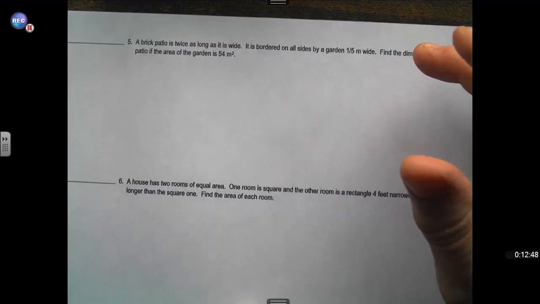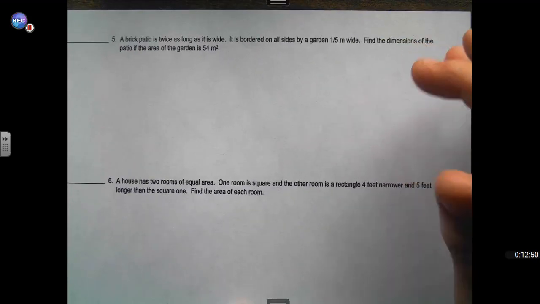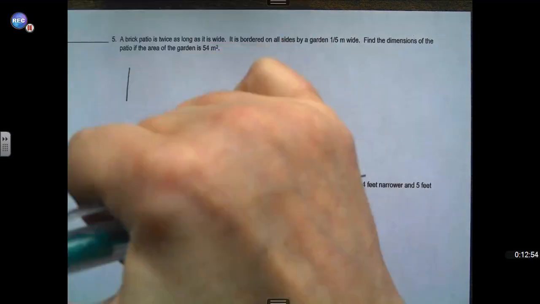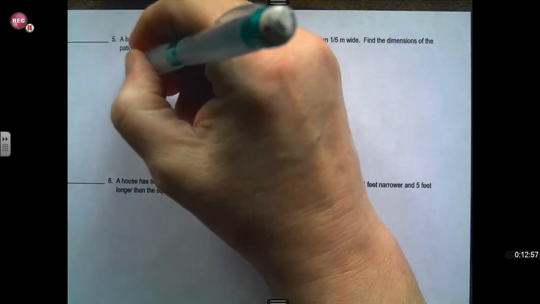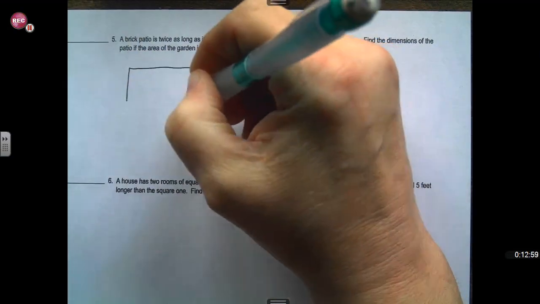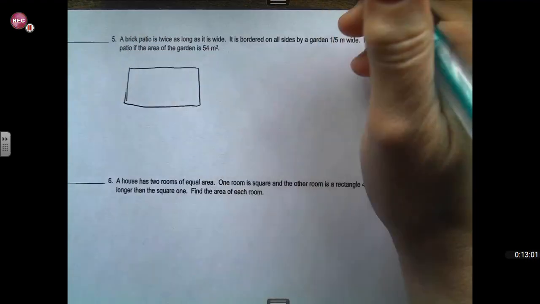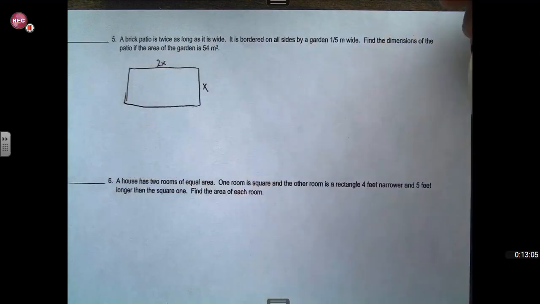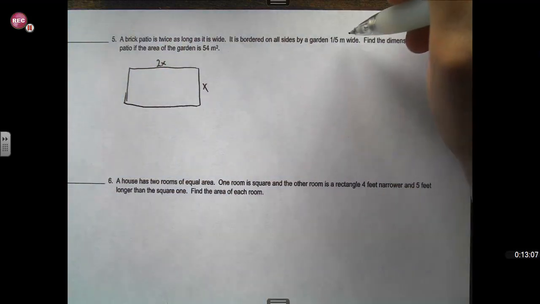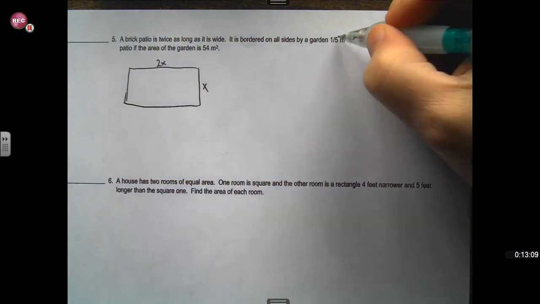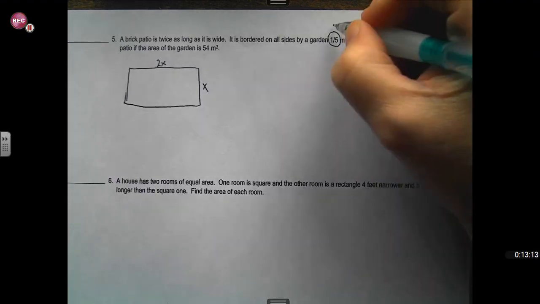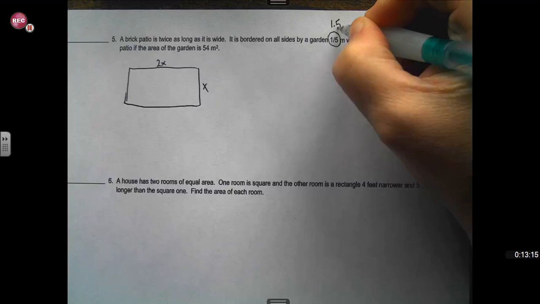Brick patio is twice as long as it is wide. So here's my brick patio. This is x. This would be 2x. And it is bordered on all sides. I don't think I meant that to be 1/5. I think I meant that to be 1.5 meters wide.